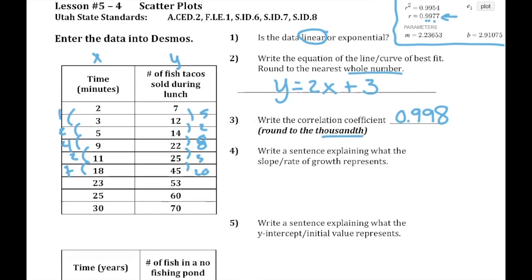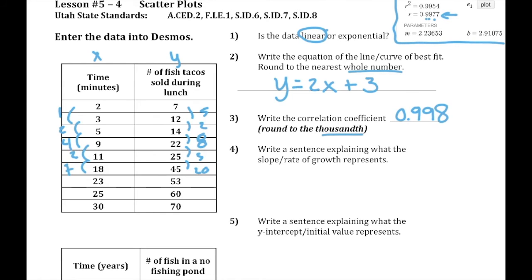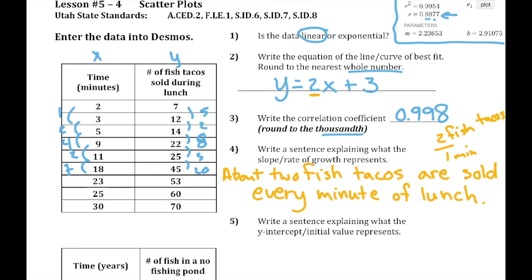Okay, using this equation and looking at our equation, we're going to write a sentence explaining what the slope or rate of growth represents. Remember, your slope is what's next to the x, and that's 2. So it might be helpful to write this as a fraction and think of this as 2 over 1. And our units are minutes. So 1 minute, and that's 2 fish tacos that are sold. Okay? So 2 fish tacos sold for every minute. So that's what we're going to write. So I wrote, about 2 fish tacos are sold every minute of lunch.